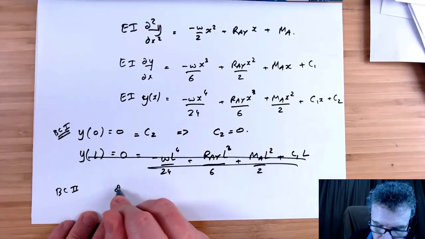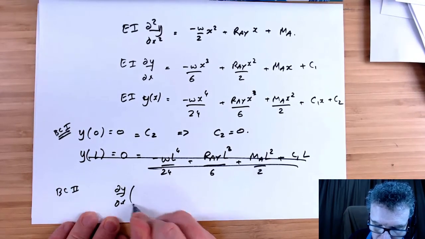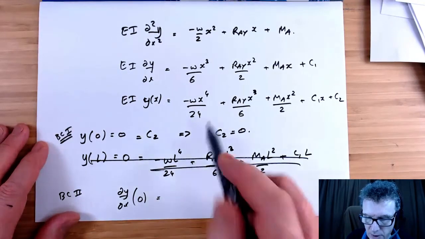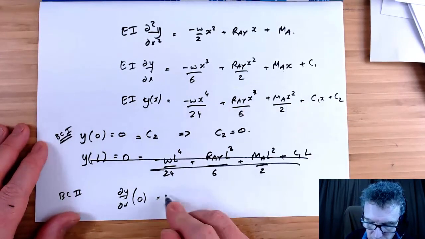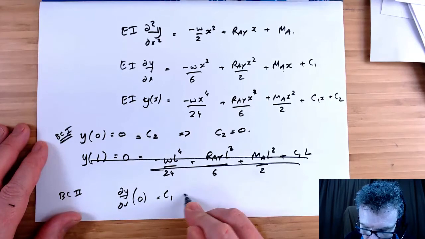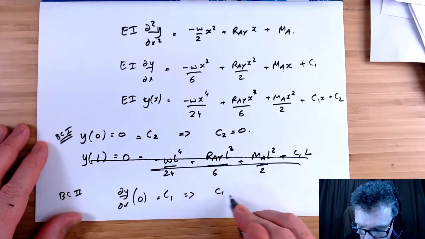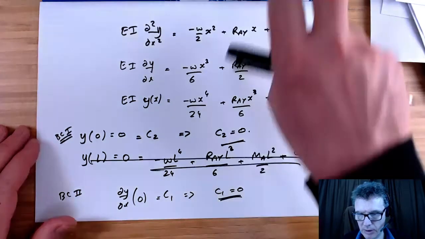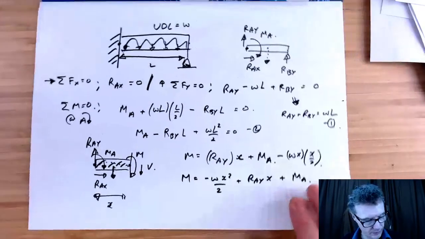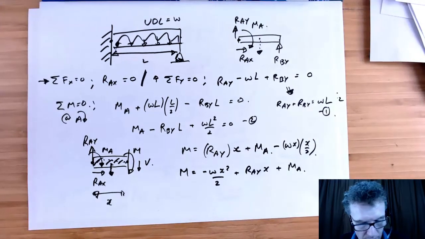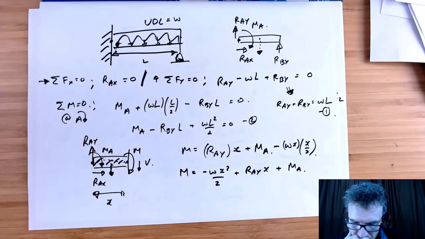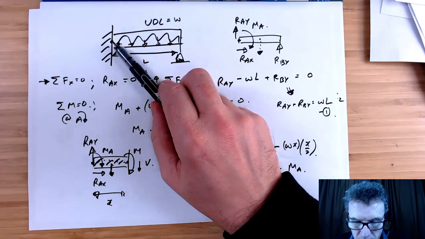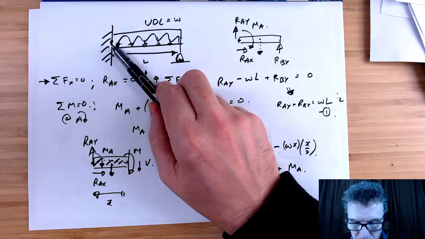So delta y over delta x when x equals 0. So 0, 0, 0, C1 equals 0. Okay, that was found easy enough. Right, so apply the boundary condition that x equals 0 there, the gradient equals 0 there.